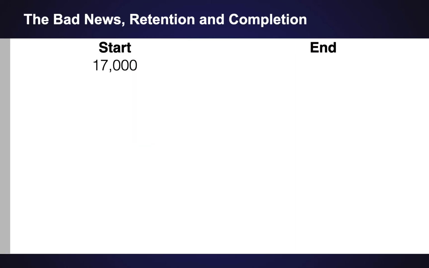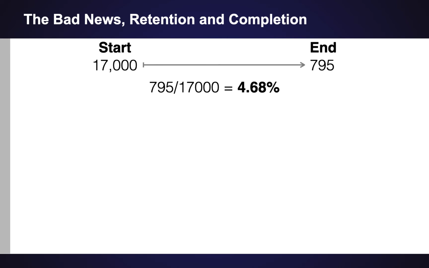So the bad news when you're looking at MOOCs like this is that the retention and completion is quite abysmal. In the first round of this course, we started with about 17,000 people who were interested, and in the end, about 800 finished. And so by a typical retention rate or completion rate, this would be 4.68%. And this was part of why people got a little bit depressed about the success of MOOCs in the early days.